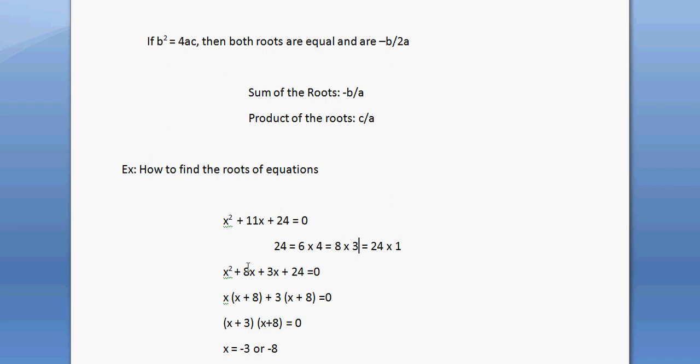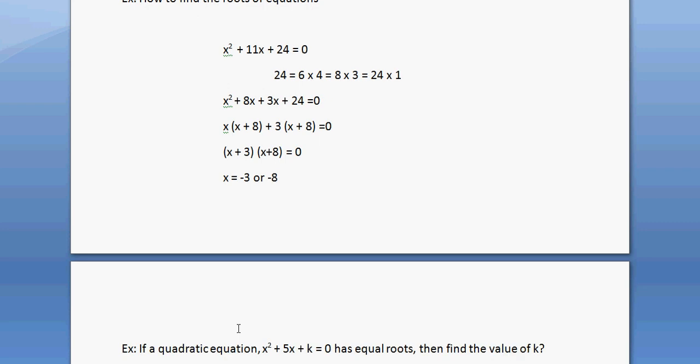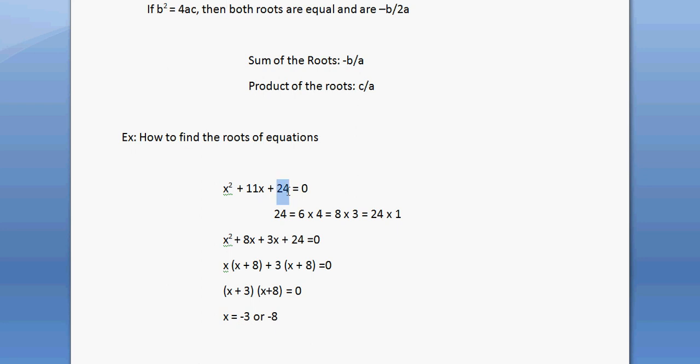So we divide 11x into 8x plus 3x. From this we'll get x common, from this we'll get 3 common. Here from these two we'll get x plus 8 common and x plus 3, and our roots would be minus 3 and minus 8, right? In this way we solve the quadratic equation. We just divide the last constant term in such a way that the sum of the factors becomes equal to this, right? That's how we do it.